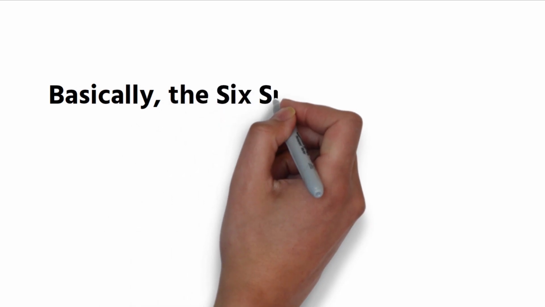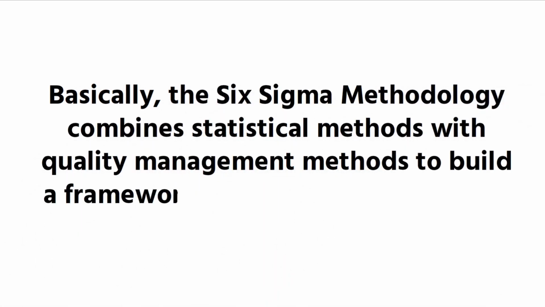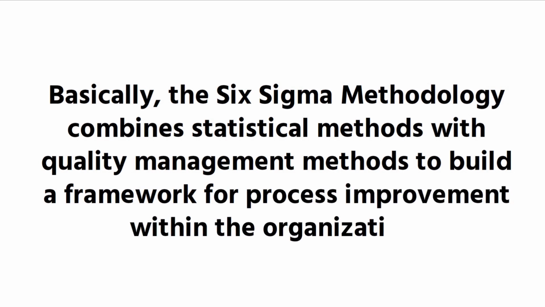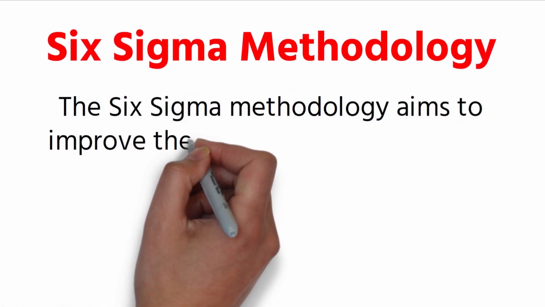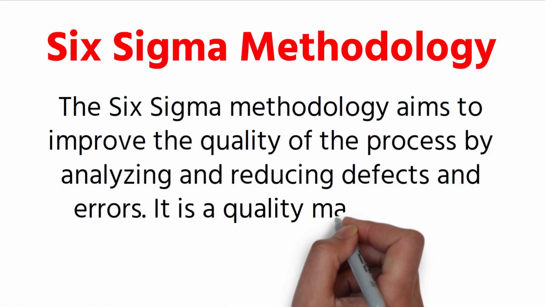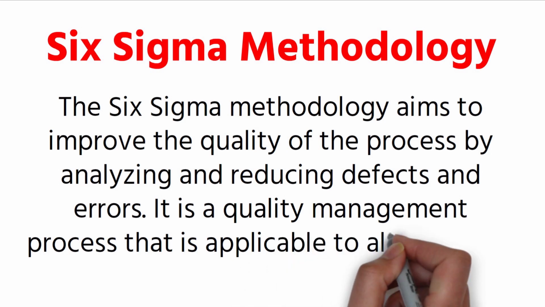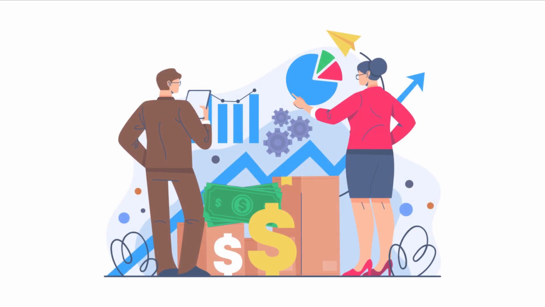Basically, the Six Sigma methodology combines statistical methods with quality management methods to build a framework for process improvement within the organization. The Six Sigma methodology aims to improve the quality of the process by analyzing and reducing defects and errors. It is a quality management process that is applicable to all industries. Unlike other quality improvement techniques, Six Sigma aims to achieve quantifiable and measurable results. Other techniques often rely on assumptions and estimates.